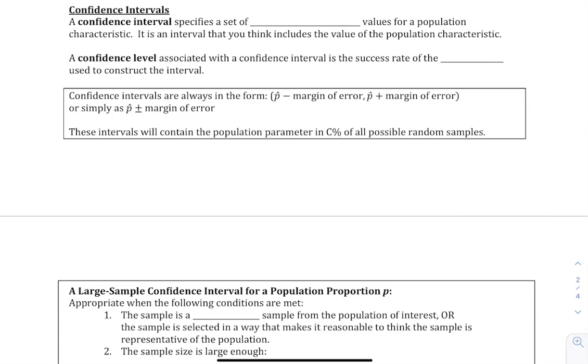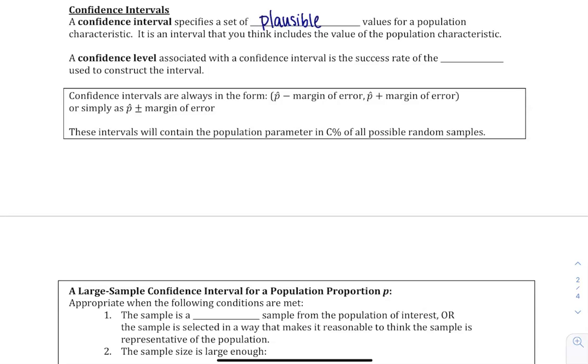At these margins of error, this helps us lead into a confidence interval. So a confidence interval is going to specify a set of plausible values for some population characteristic. Now we'll be focusing on population proportions in this chapter, but we'll also be looking at a few other population characteristics in the next few chapters. So it's an interval that we think includes the value of that population characteristic. We can think of this as giving a range of values that we're relatively confident is going to contain our true population characteristic value.